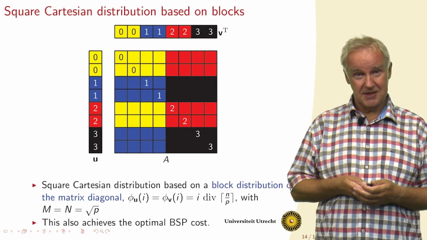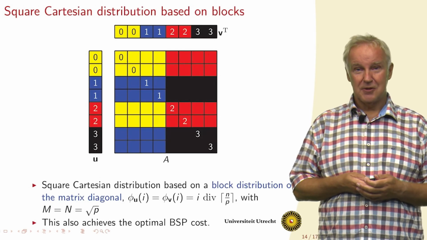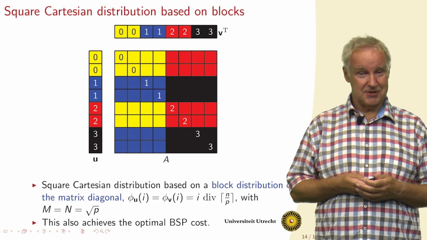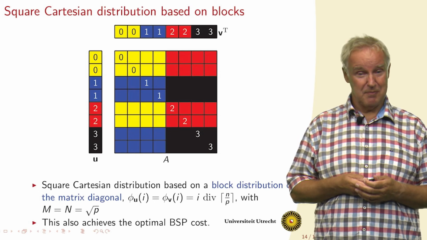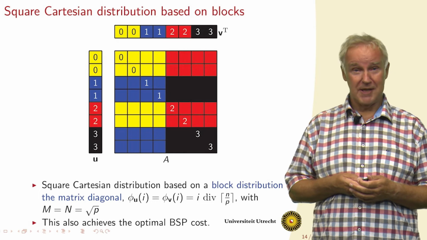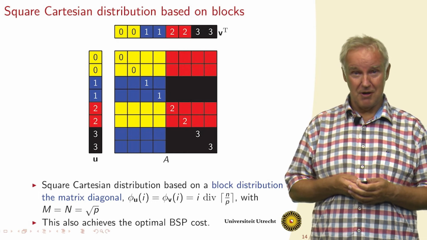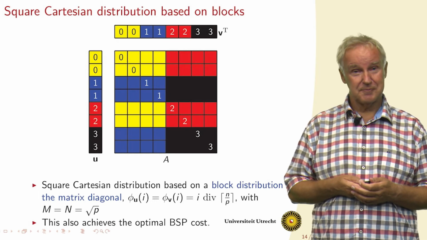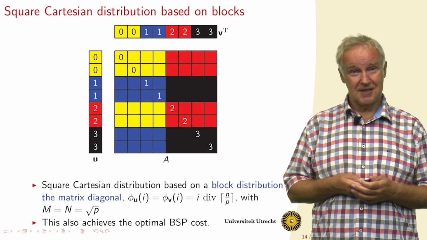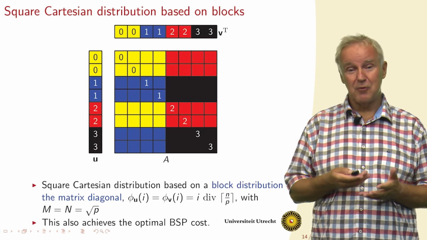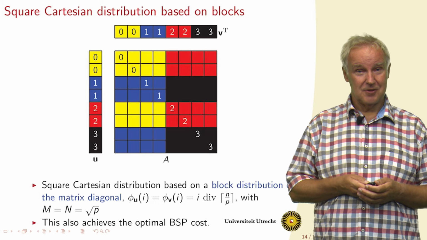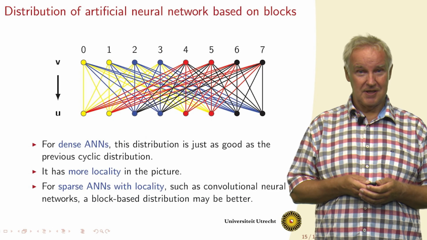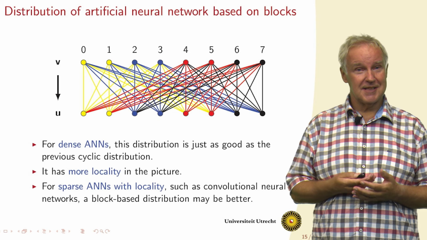Another way of doing it would be to slightly change our distribution. We still have a spreading of the matrix diagonal, but now by the block distribution. So we use blocks also for the vectors. And for the rest, this one will work as well. And we can translate that also for our neural network. And then we get this picture. Now there's a bit more locality in the picture.